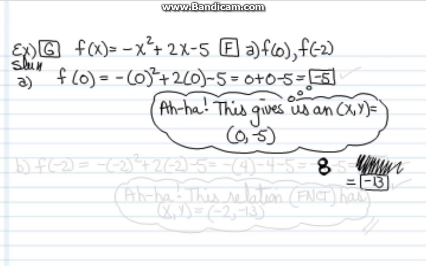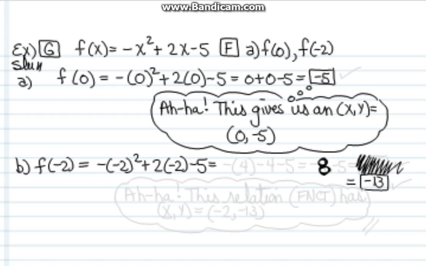Similarly, for part B, where they asked for f of negative 2 using the same function f, replace all the x's with parentheses. So we've got negative parenthesis negative 2. So we took out the x and we replaced it with negative 2 inside the parenthesis. So it's negative parenthesis negative 2 to the second power plus 2 parenthesis negative 2 minus 5.